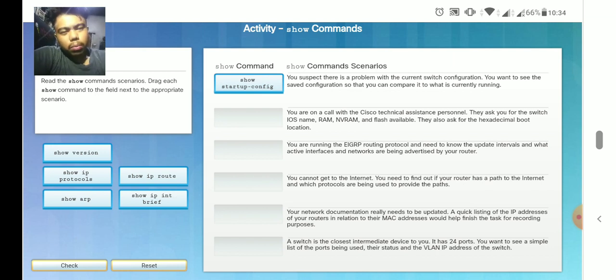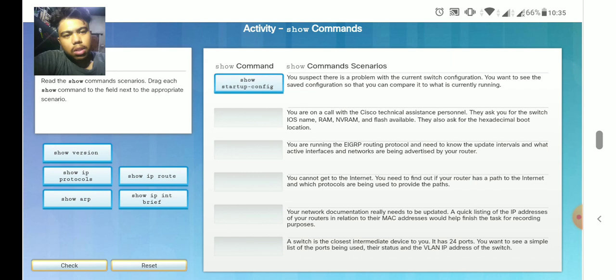Show startup config, the command to show the recent configuration or the recent startup configuration with the system. With this strategy, you're going to know when the wrong configuration happens and how to give a solution for it.